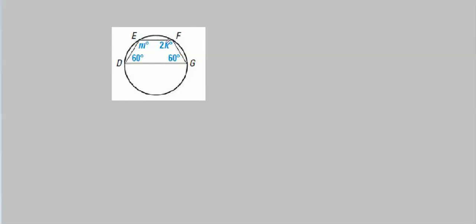add up to 180. So we have 2k plus 60 adds up to 180, and m plus 60 adds up to 180. So what I have to do is write m plus 60 equals 180, or m equals 120. Very easy.